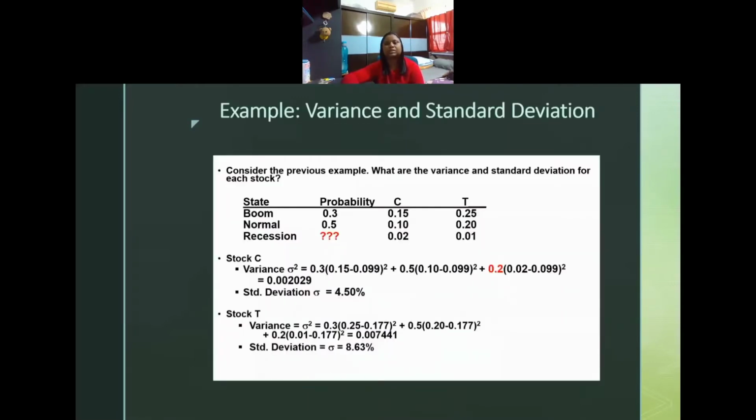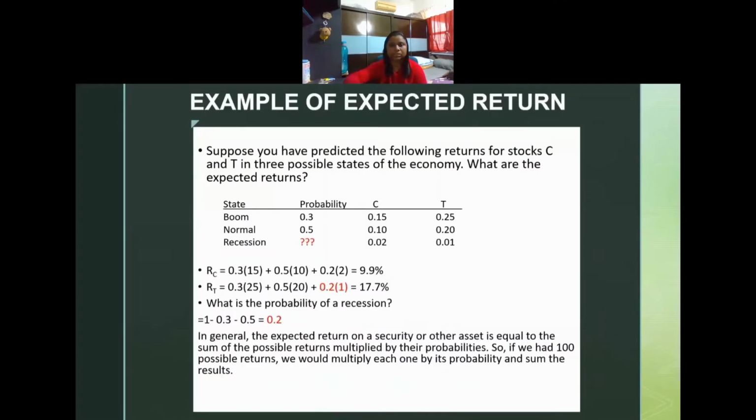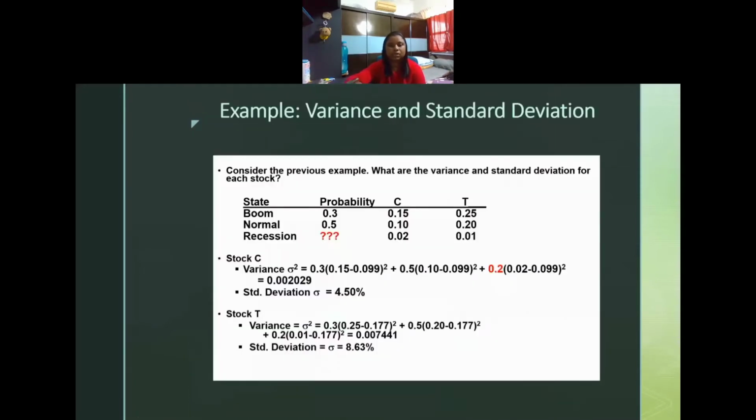These are the example variance and standard deviation questions. Consider the previous example. I will just click on the previous slide. This is the same figure, the same question. We'll be applying the same figures over here. Here you see the standard deviation. On finding the variance for stock C, with the same figures and the same recession probability we found, 0.2, how do we do it for this formula?